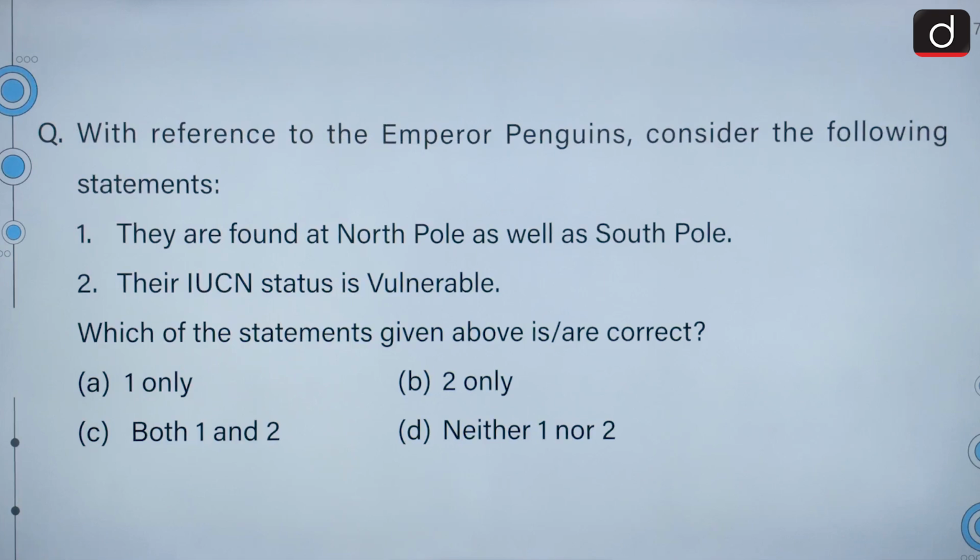With reference to the emperor penguins, consider the following statements. They are found at North Pole as well as South Pole. Their IUCN status is vulnerable. Both are incorrect. D is the correct answer.